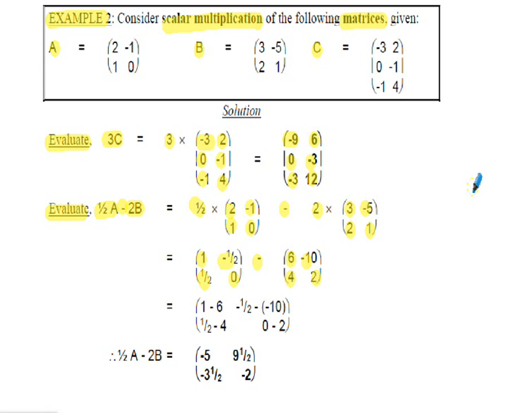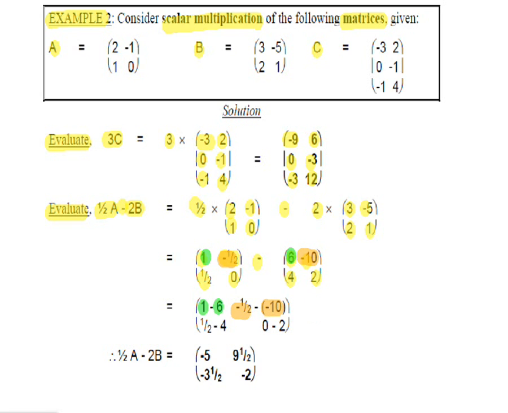Now we simply have to subtract the respective elements in the two matrices. So first row, first column in our first matrix is 1, and we're taking away from that first row, first column in the second matrix, which is 6. So 1 take away 6. First matrix, first row, second column, we've got negative a half, and we're subtracting from that, from the second matrix, first row, second column, negative 10. Be careful here of a double negative when we undertake our subtraction.